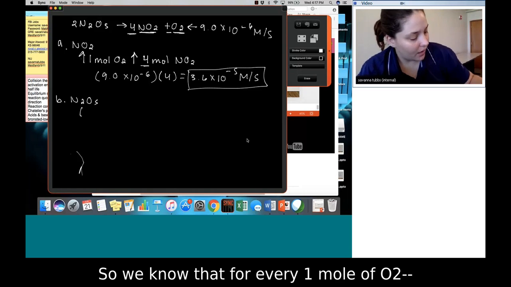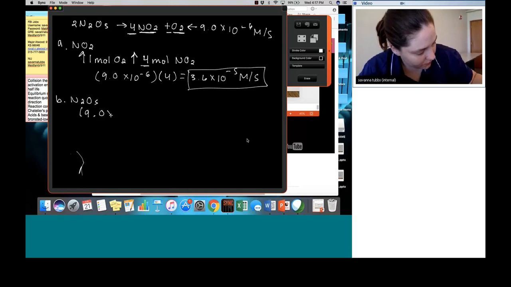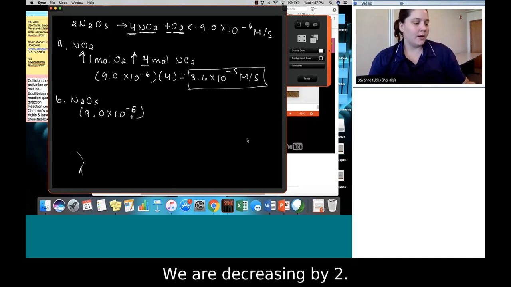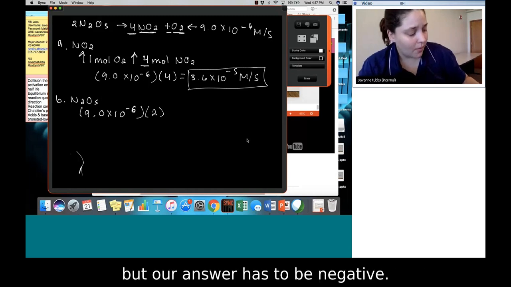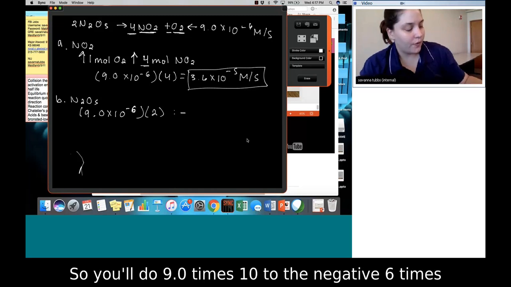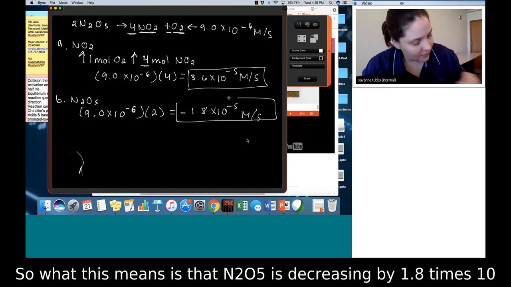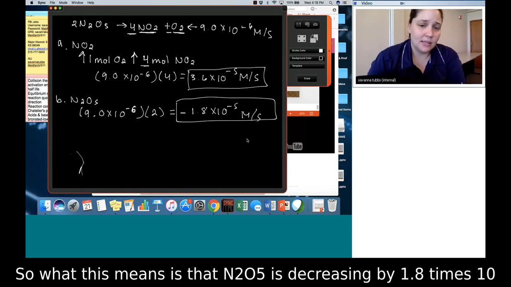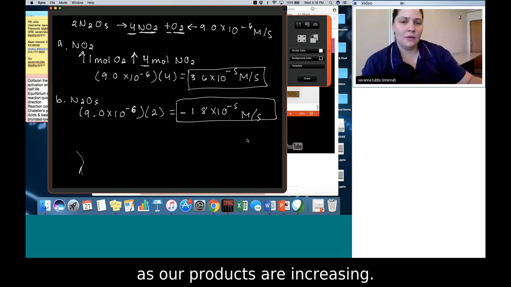So we know that for every 1 mole of O2, we can plug in our reaction rate for O2. We are decreasing by 2. But if we want, we can simply plug in times 2, but our answer has to be negative. So you'll do 9.0 times 10 to the negative 6 times 2 equals negative 1.8 times 10 to the negative 5 molar per second. So what this means is that N2O5 is decreasing by 1.8 times 10 to the negative 5 molars per second as our products are increasing.